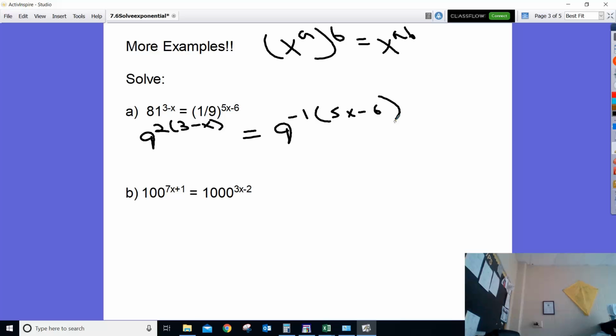Set them equal. Yeah, you can set them equal, distribute. Might be easier for some people to just go ahead and do the initial step. Set them equal. I'm going to invoke that distributive property. So if you distribute the 2, what do you got? 6 minus 2x.